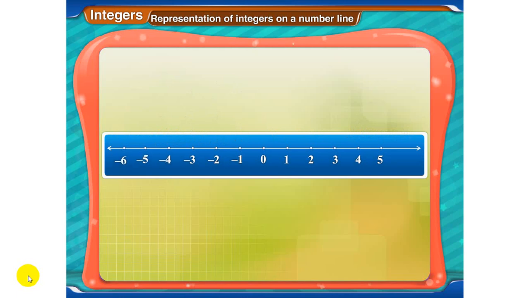In order to mark -6 on this line, we move 6 points to the left of 0. In order to mark +2 on this number line, we move 2 points to the right of 0.